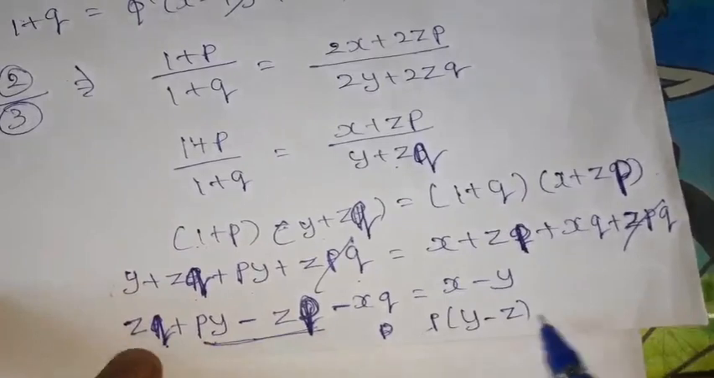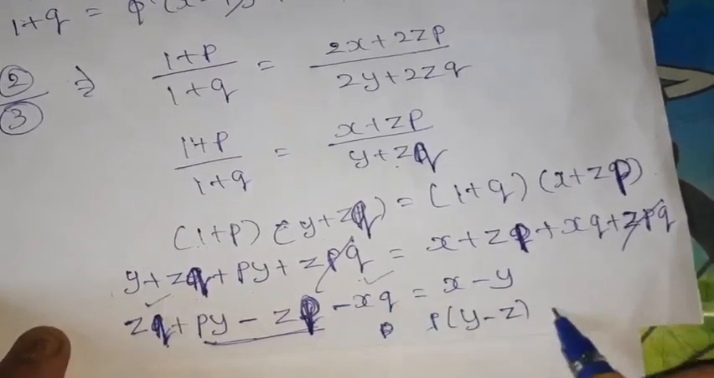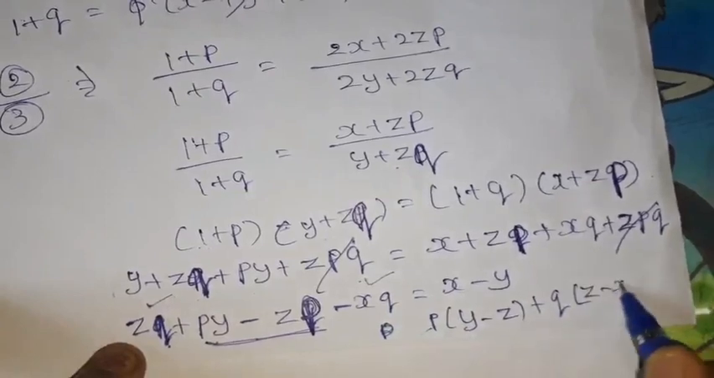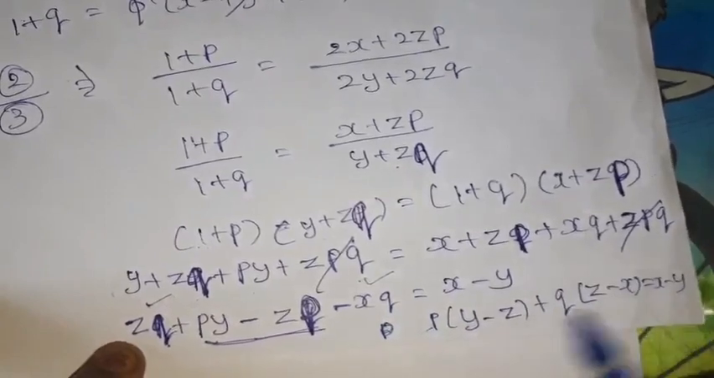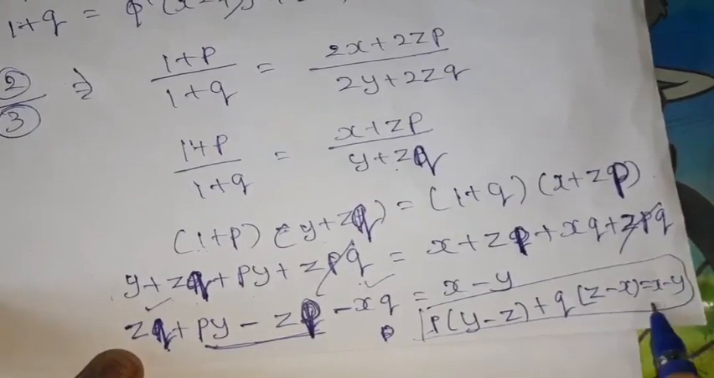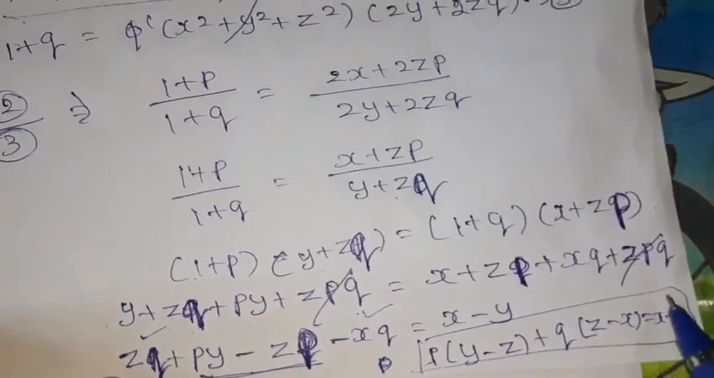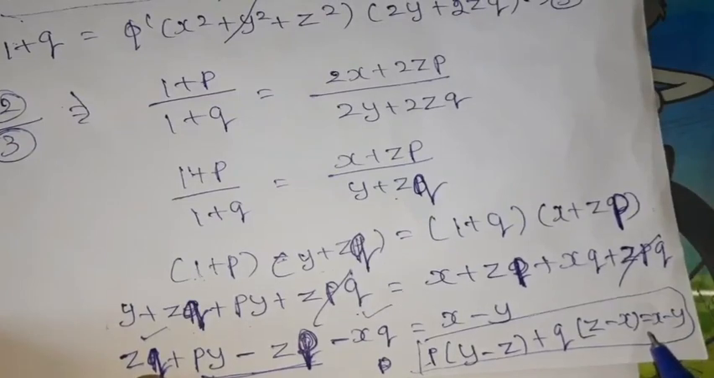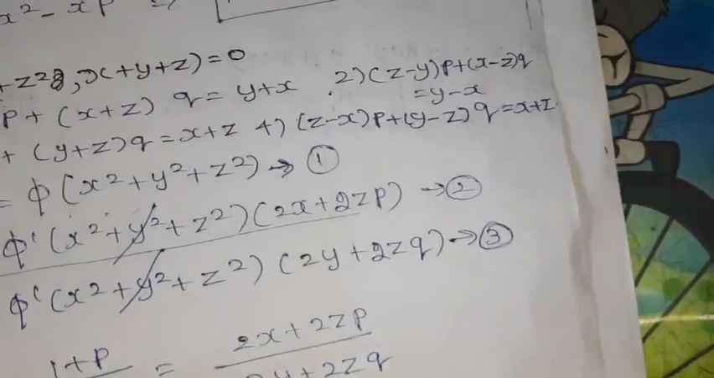Again when we take q as common, what will we get? z minus x equals x minus y. So this is the answer: p into y minus z plus q into z minus x equals x minus y. So what is that? This one. Option 2 is the right option for this problem.